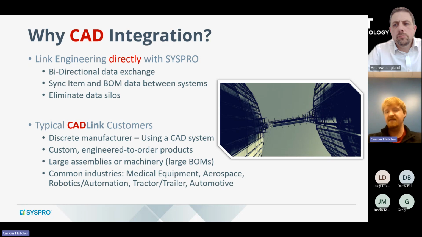Some common industries, and this is just a select few, not an exhaustive list by any means, but folks in medical equipment, aerospace, or robotics or automation have complex bills of materials, or complex and stringent restrictions on the bill of material in CISPRO. So if I'm in medical equipment, that BOM has to be solid. There can't be any issues with that bill of material, and linking that to CAD is a big deal for those kind of folks. But also companies in tractor trailer or automotive.